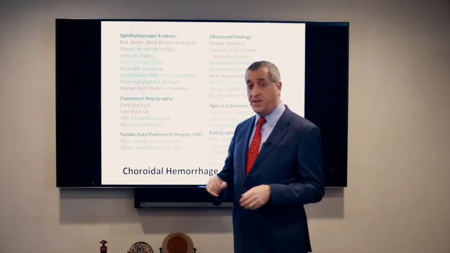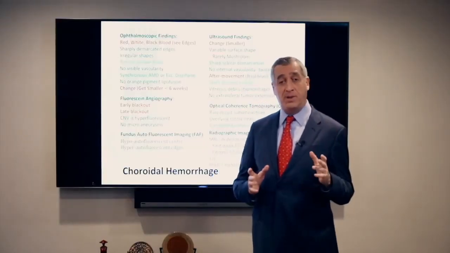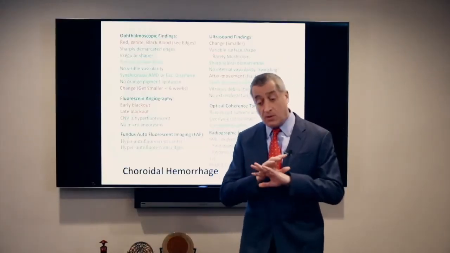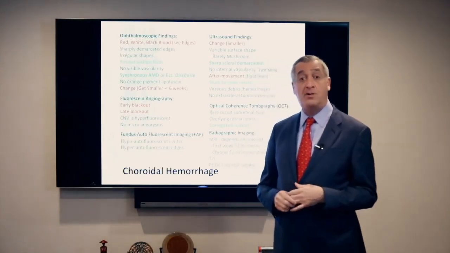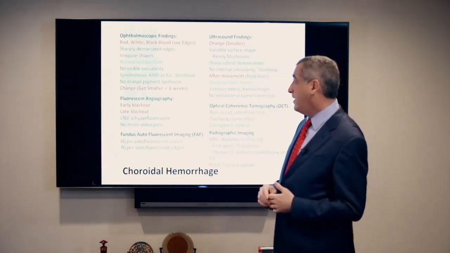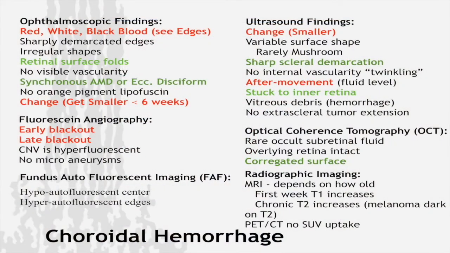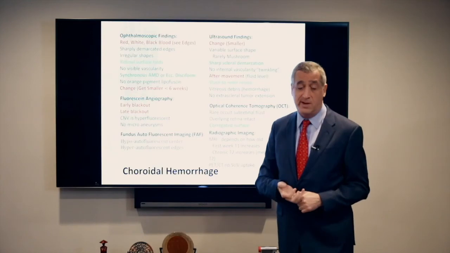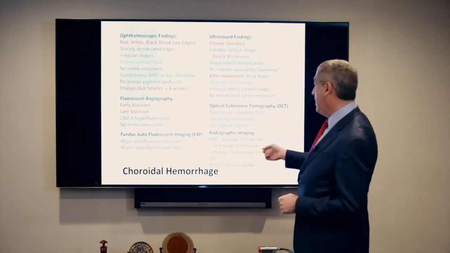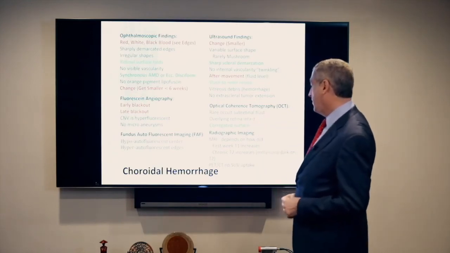In terms of fluorescein, you can see a blackout. Bleeding in front of the choroid makes it go black. And so that's a very unusual and very pathognomonic finding. There's early blackout and late blackout. It just blacks out through the entire phase of the study. And other things include a sharp scleral demarcation, which I'll show you. Sometimes you'll see blood stuck to the inner retina, which you never see with, or almost never see with, other tumors, and that corrugated surface.